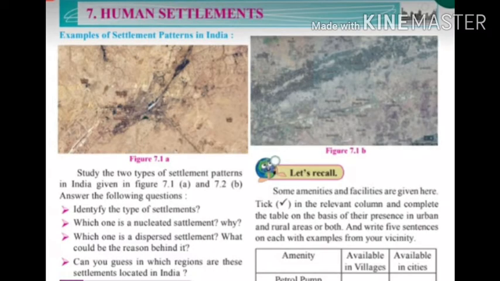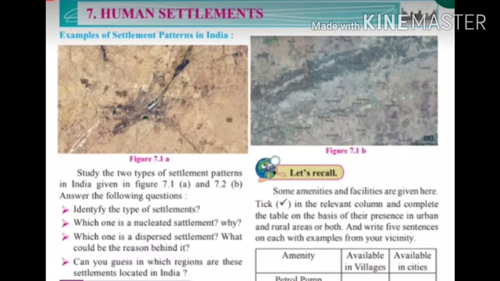Students, look at the figures. Here are given examples of settlement patterns in India. Figure number 7.1a and figure 7.1b. You have to observe these two figures. Now here is given one activity. Let's see this activity.